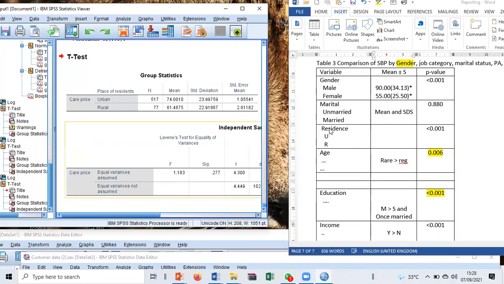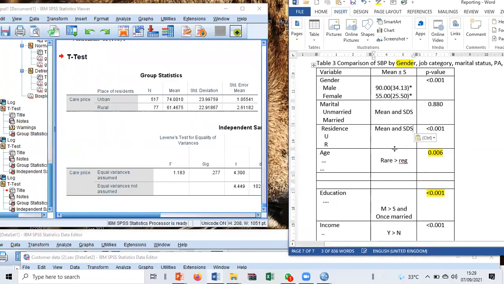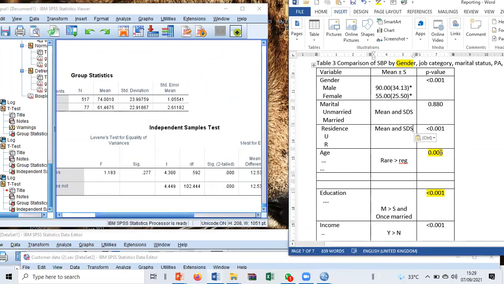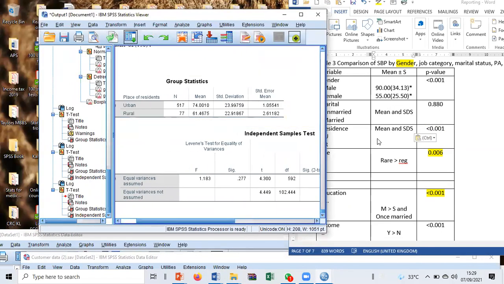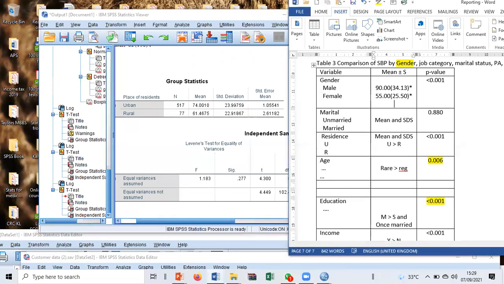Is the assumption met? Yes. So we report mean plus or minus standard deviation. And then what's the p-value? Less than 0.001. Who's higher, urban or rural? Urban is higher than rural. Over here, males are higher than females. Later for your write-up. And here, no difference.